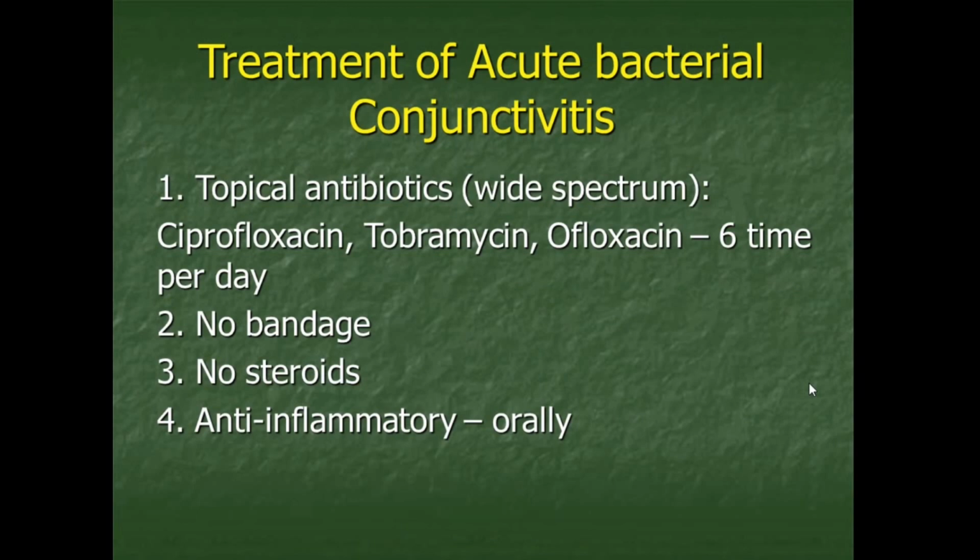As for diagnostics of conjunctivitis, it is not so difficult, and we should speak a little bit about the treatment of acute bacterial conjunctivitis, a rather frequent disease for children as for adult patients. Of course, at first we should prescribe antibiotics, topical antibiotics, wide spectrum. It may be ciprofloxacin, tobramycin, ofloxacin. We should prescribe these antibiotic drops rather often, 6, even 4 times per day.